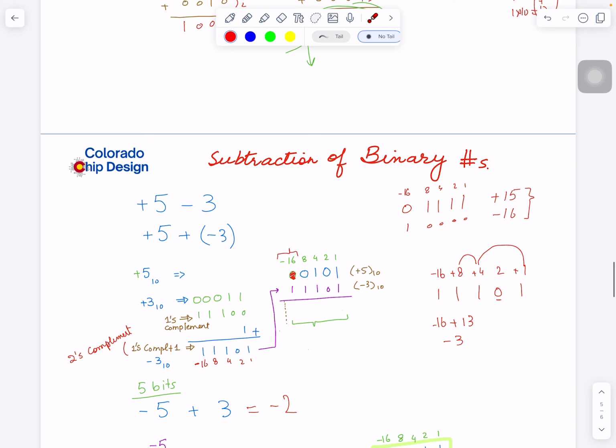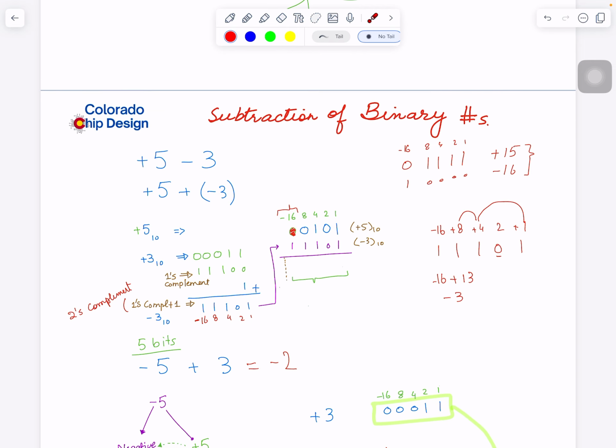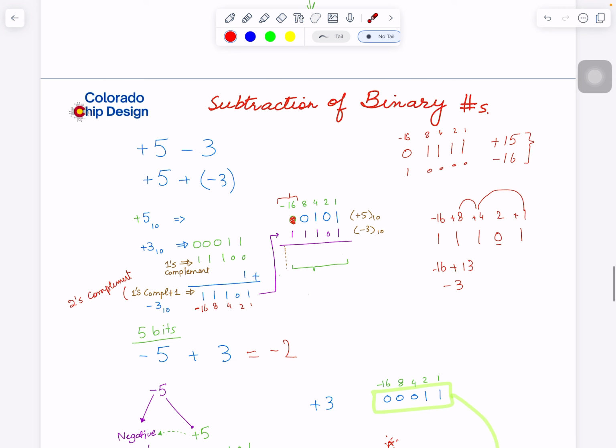Okay. Let's look at subtraction. This is an interesting case of addition. Again, let's start with an example because it's much easier to understand with an example. We're looking at 5 minus 3. 5 is plus 5 and minus 3 is the same as saying plus of minus 3. So first we need to represent plus 5 in binary, then we need to represent minus 3 in binary, and then we simply add them. So first plus 5, pretty obvious, straightforward.